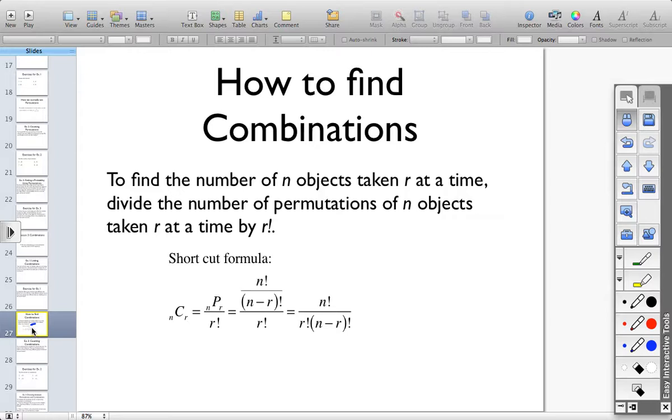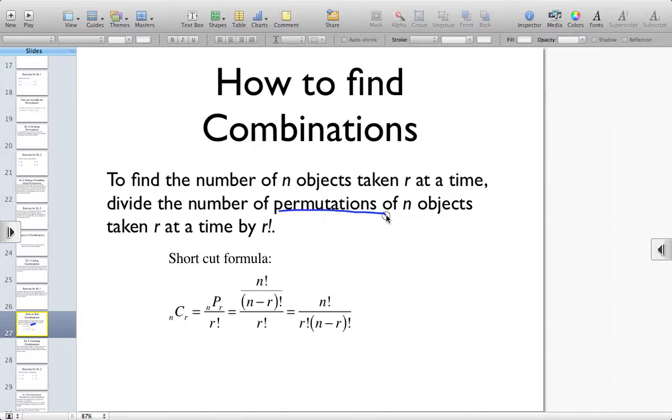To find the number of n objects taken r at a time, divide the number of permutations of the n objects taken r at a time by r factorial. Okay, so what does that all mean? Well, again, using the n and the r as the example showed us, this is our symbol, nCr, which I'm sure you could have guessed since we've already talked about nPr and factorial. The nCr was the one in the middle.